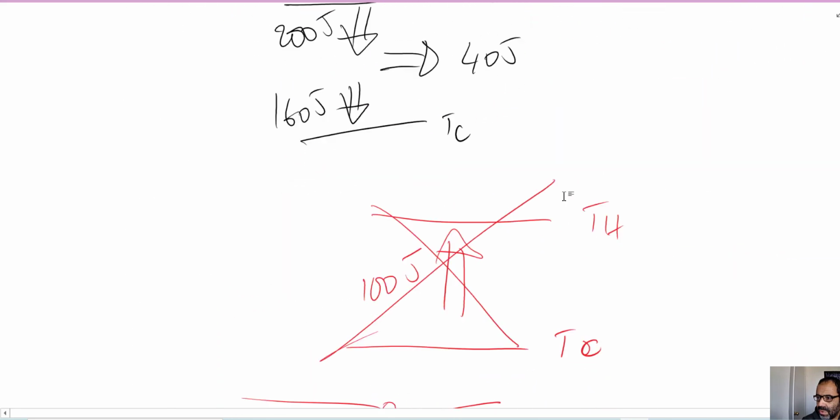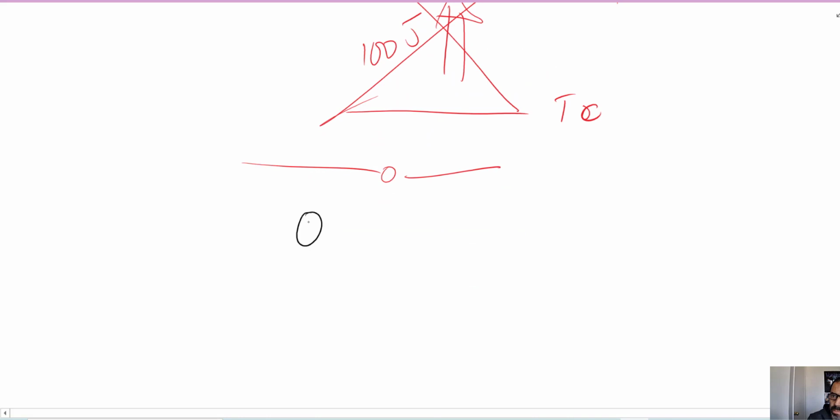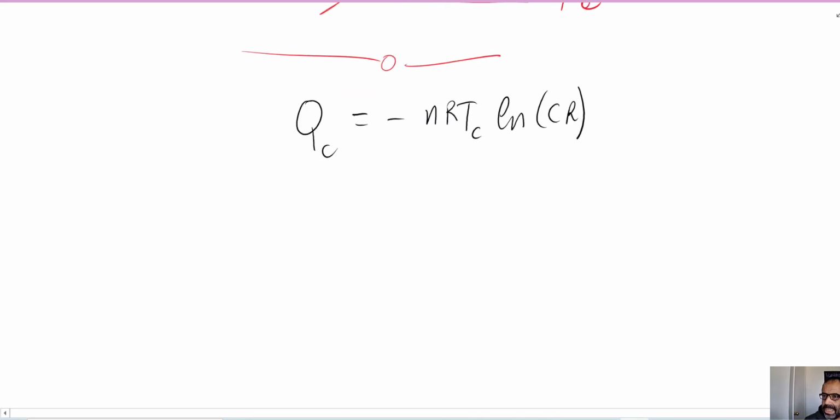I'm going to write it in terms of CR now. So QC is equal to minus nRTC ln of CR, the compression rate, the ratio of the two volumes, the big one over the small one, and it's the same too. And QH is equal to positive nRTH, the same log of CR.